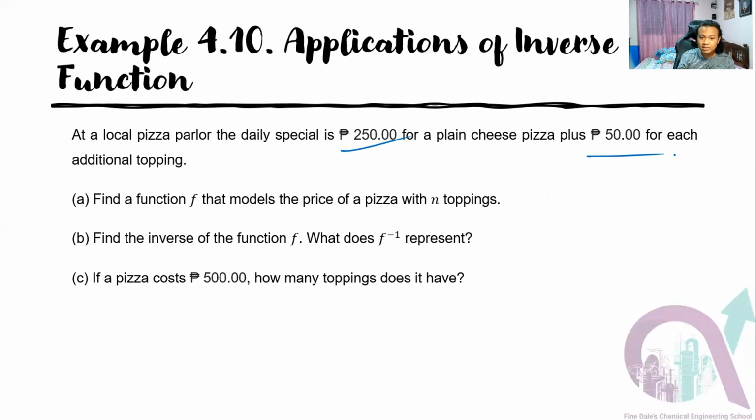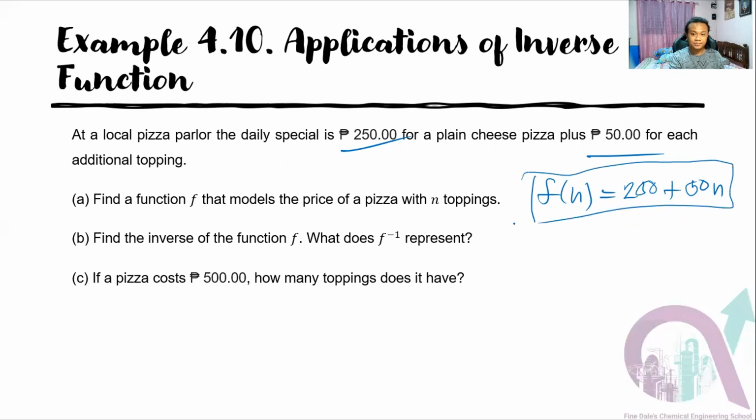So we have to find a function f that models the price of a pizza with n toppings. We've done this before. So f of n. The base price is 250, and then the price depends on how many toppings you add, so 50 times n. That is your function, letter A.